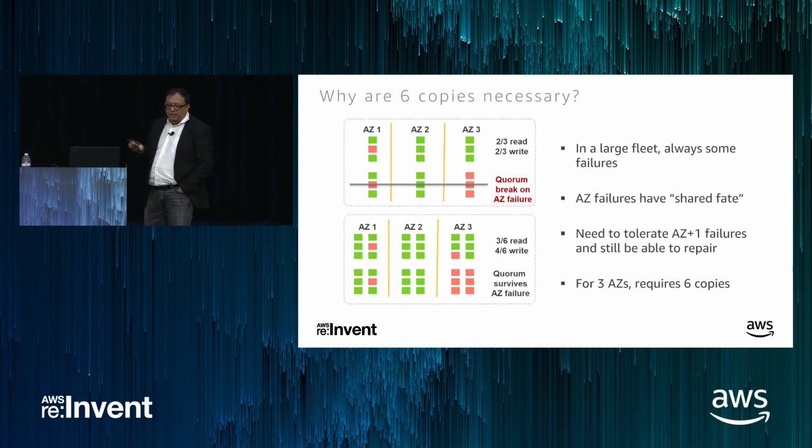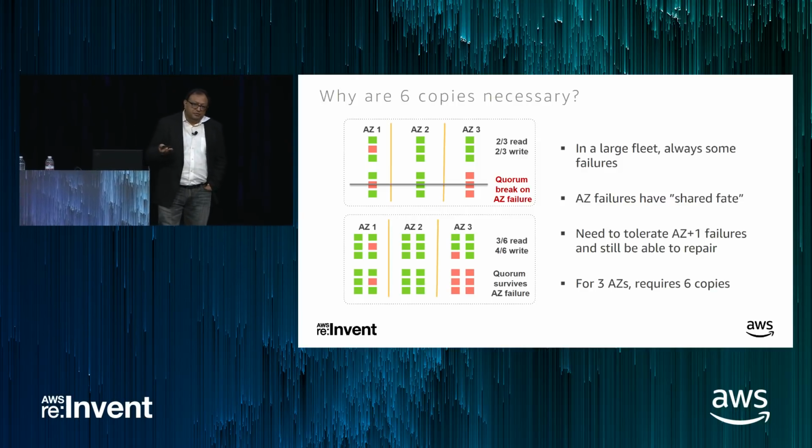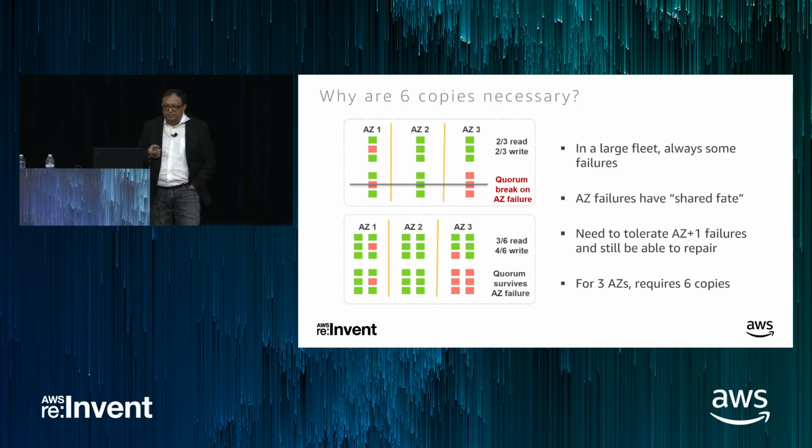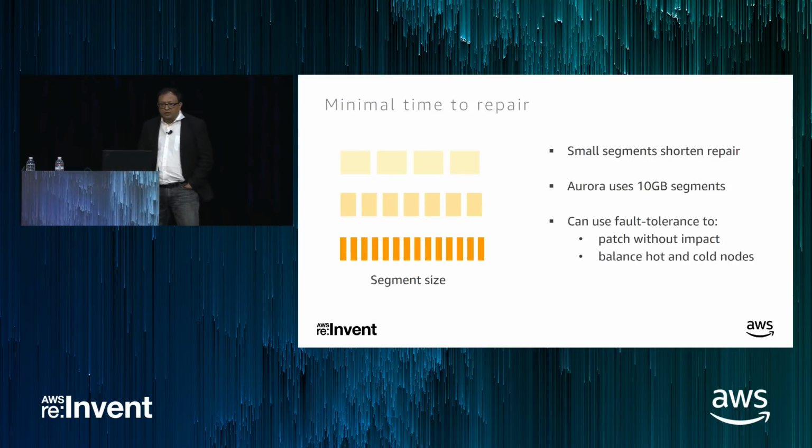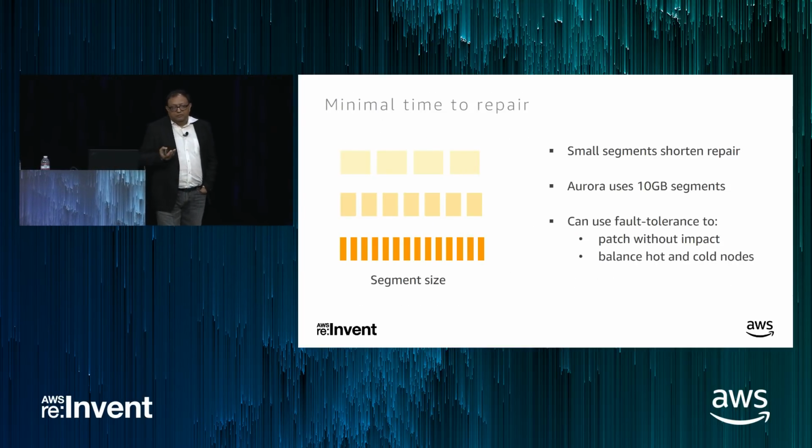And so if you have 3 AZs, that requires 6 copies. If you have 5 AZs, which not that many people do, then you can drop down to 3 out of 5 and still have AZ plus 1. If that makes sense. So why is that one failure okay?